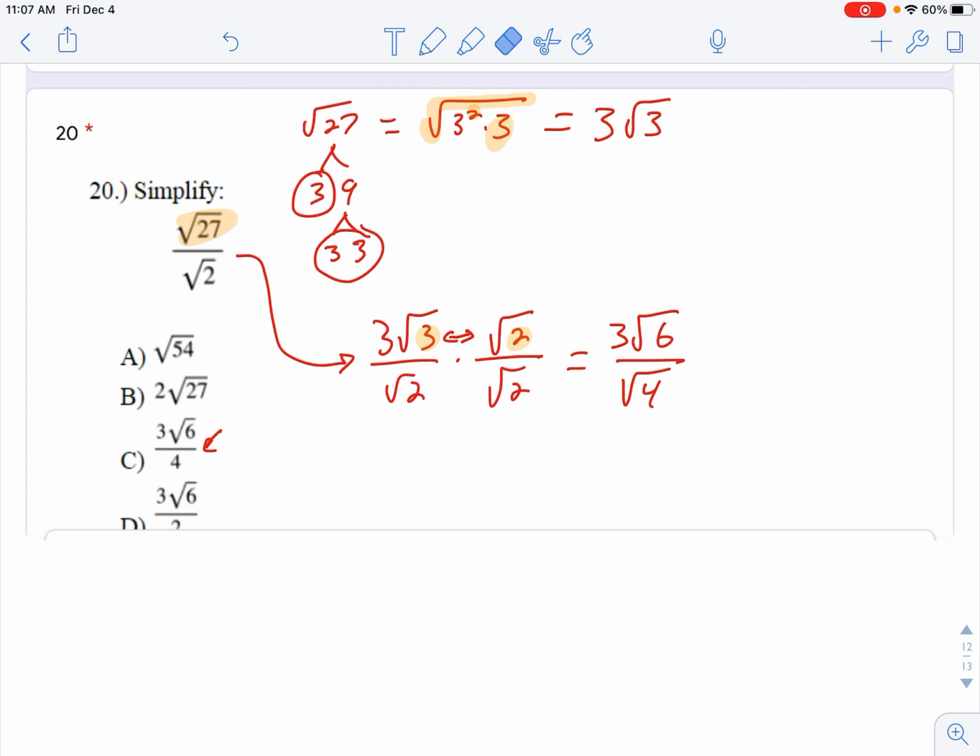You see we have square root of 4 right here. What is the square root of 4? Well, that's 2. 4 is a square number. Can you square root 6 or make a tree out of 6 to break that down any better? Nah. 6 is just, you can't do anything with it. So 3 square root of 6 over 2, which is kind of cut off here. Sorry about that, but that's going to be choice D.